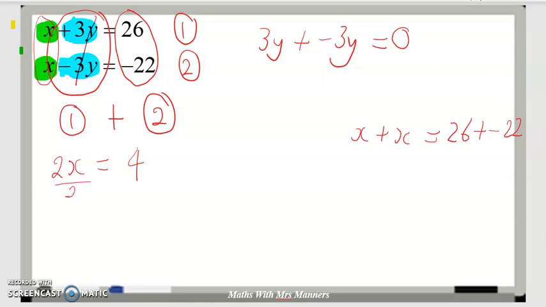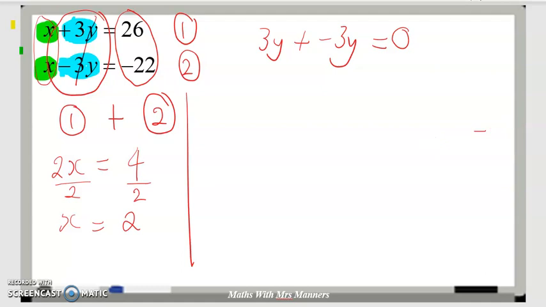So from here, we can divide by 2. That gives me x equals 2. And at this point, I'm halfway through the question. What I want to do now is solve for y. So when you want to solve for y, you need to substitute your x solution back into either of the equations.